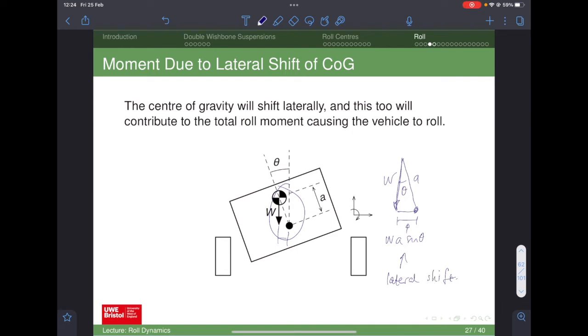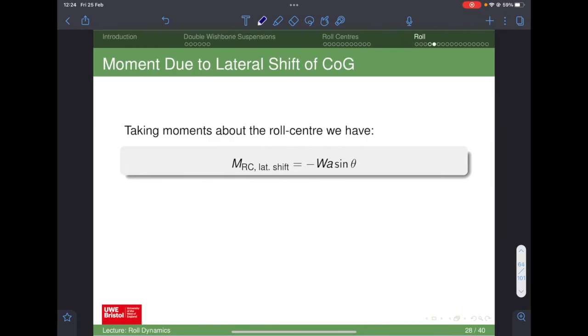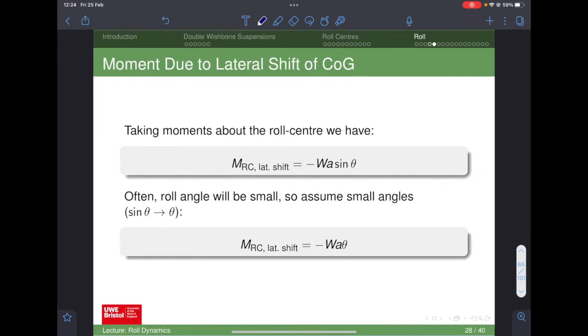The lateral shift is A sine theta. And you multiply by the weight, which is the force, you get the moment being generated. Now, we assume that the roll angles are quite small. So we assume small angles, and if you assume small angles, the sine of theta is equal to theta. That works up to about 20 degrees, 10 to 20 degrees. We don't have roll angles in that range actually, so that's a safe assumption.